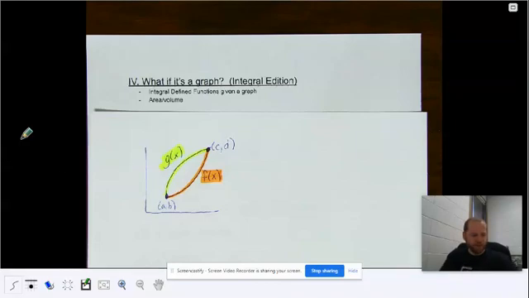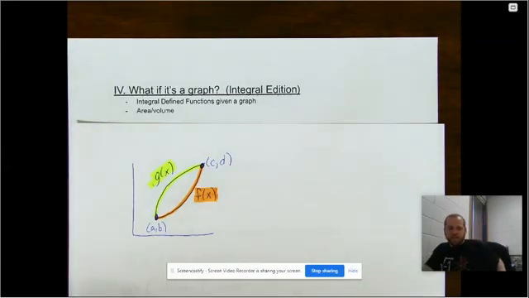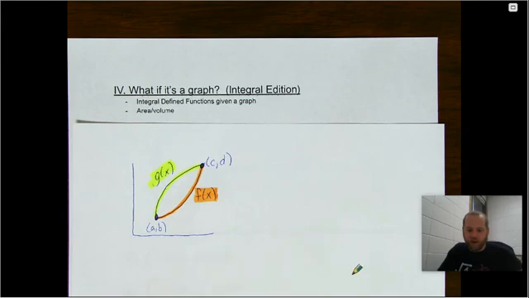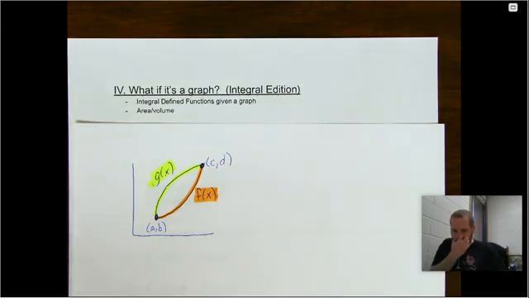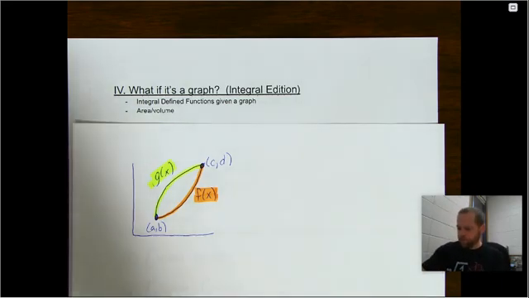All right, so in this video, we're going to be looking at what if it's a graph, but specifically we're going to be looking at integrals. This typically involves one of two things. If they give you a graph and it involves an integral, it's either because they're doing area volume or they're asking you for an integral defined function of some sort, okay? And we'll get into those as we go through the video.